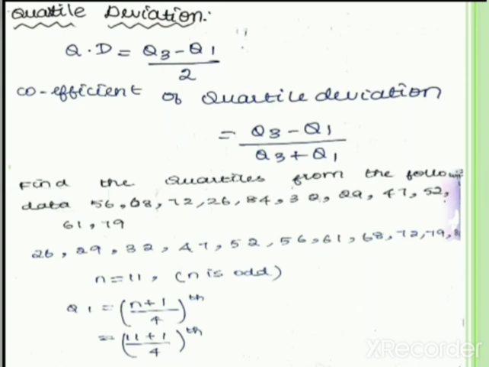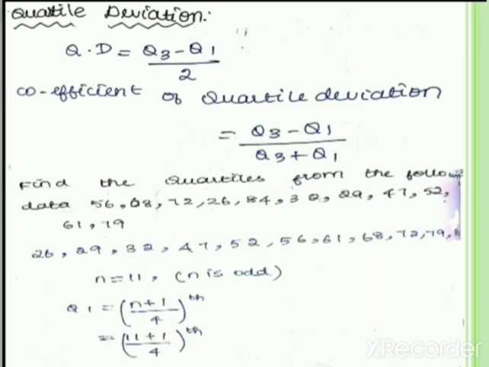Quartile deviation formula: Q.D. is equal to Q3 minus Q1 divided by 2. The coefficient of quartile deviation is Q3 minus Q1 divided by Q3 plus Q1, which is our coefficient of quartile deviation formula. Let us see one example.